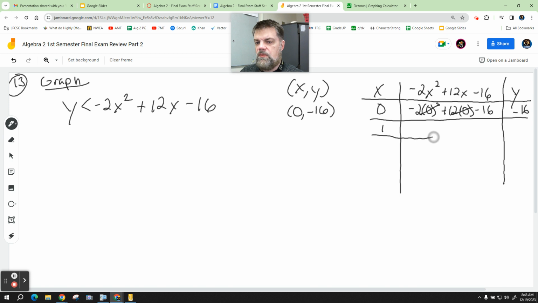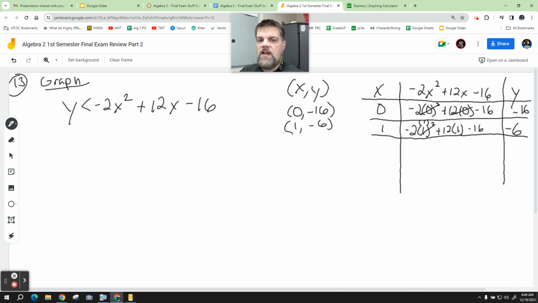Same thing, let's plug in 1 for the fun of it. I might get something wonky, but we'll see. I've got negative 2 times 1 squared plus 12 times 1 minus 16. 1 squared is just 1. 1 times negative 2 becomes negative 2. Plus 12 becomes 10. Plus negative 16 becomes negative 6. So I think (1, -6) is on the graph.